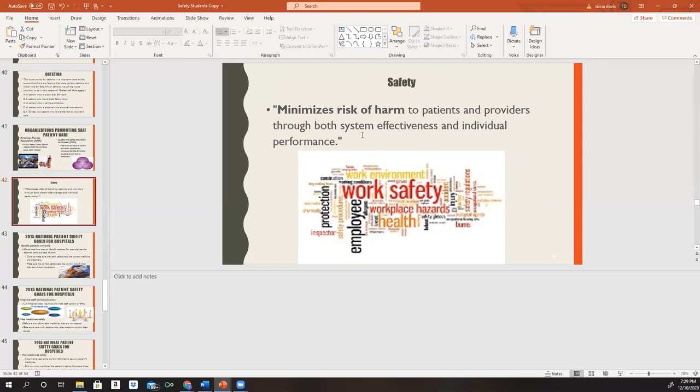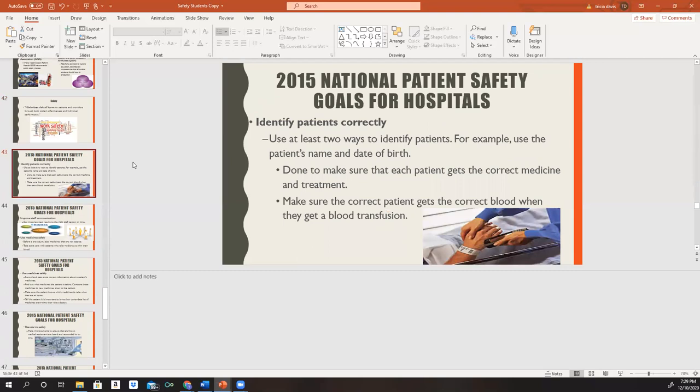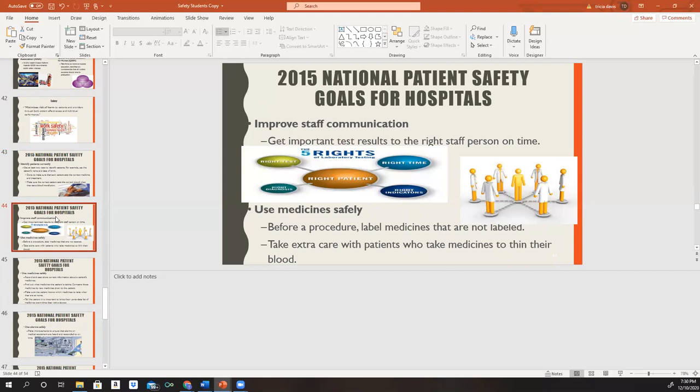The 2015 National Patient Safety Goals for Hospitals: one of their goals was to identify patients correctly. That was an important goal. They want you to use at least two identifiers when you identify your patients. For example, you want to ask the patient's name and date of birth. That is our policy at our hospital. You always ask the patient their name and date of birth, look at their wristband and compare it to your MAR. It's done to make sure that each patient gets the correct medicine and the correct treatment. It's a great check. And make sure the correct patient gets the correct blood when they get a transfusion. There's a whole other safety system in place for blood administration as well.